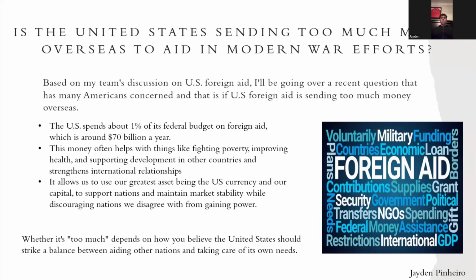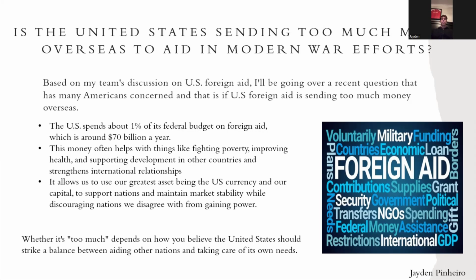So, based on my team's discussion on the U.S. foreign aid, I'll be going over the recent question, and that is if Americans are concerned that the U.S. foreign aid is sending too much money overseas. Terrence and Noah went over some points about the foreign aid and what they're sending over. The U.S. spends about 1% of its federal budget on foreign aid, which is around 70 billion a year. A lot of people think that it's more than that, but it's only 1% of its federal budget, so it isn't that much that they're sending over.